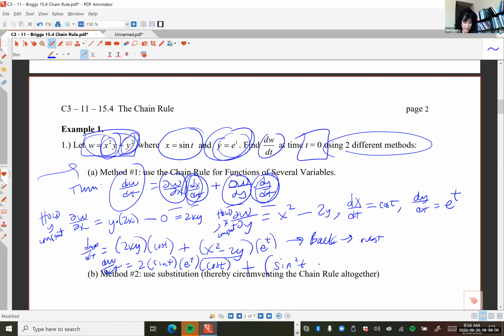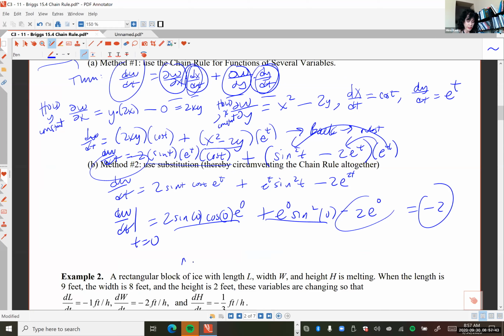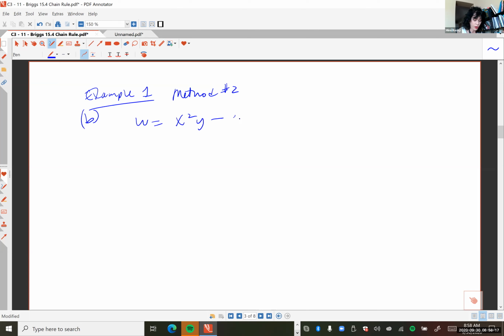Now, what if I did this all over again using method 2? So let's do method 2 on the next page because I'm running out of room as usual. And that's why I put blank pages in your course reader, so if you run out of room too, you can go look at your blank page. Okay? So method 2, I'm not really a fan of because you're basically trying to avoid using the chain rule altogether, which is kind of like not fair. But it works. So method 2 looks like this: your w is x squared y minus y squared.